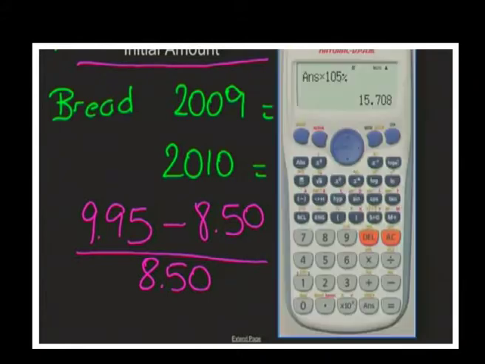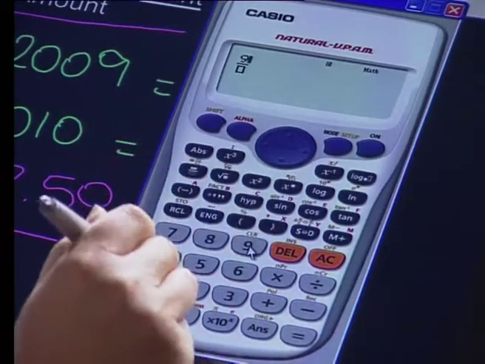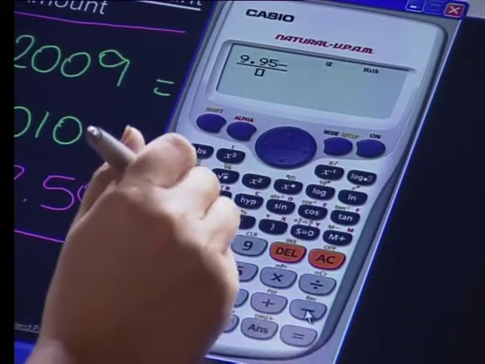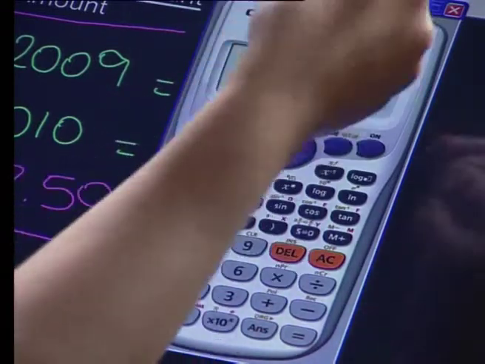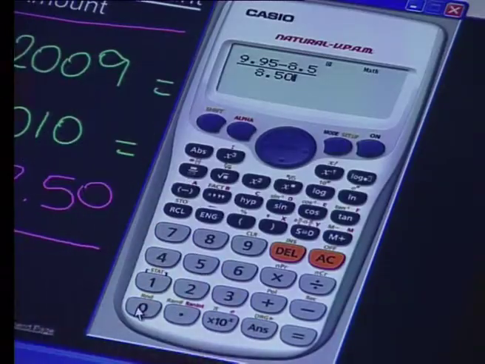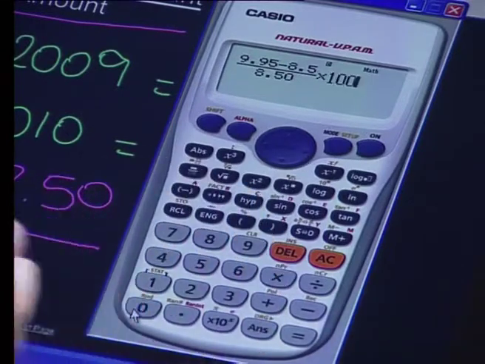Let's do that on the calculator. So I'm going to use my fraction button. 9 Rand 95 minus 8 Rand 50 divided by 8 Rand 50. Now you can see when I'm typing into my calculator, I've left off these zeros. The zeros after the decimal don't mean anything on the calculator, but remember they mean a lot in your books and when you're answering questions, because money must be 2 decimal places. But if you'd like, you can add the zeros. They're really not going to have any effect. And we're going to times that by 100.